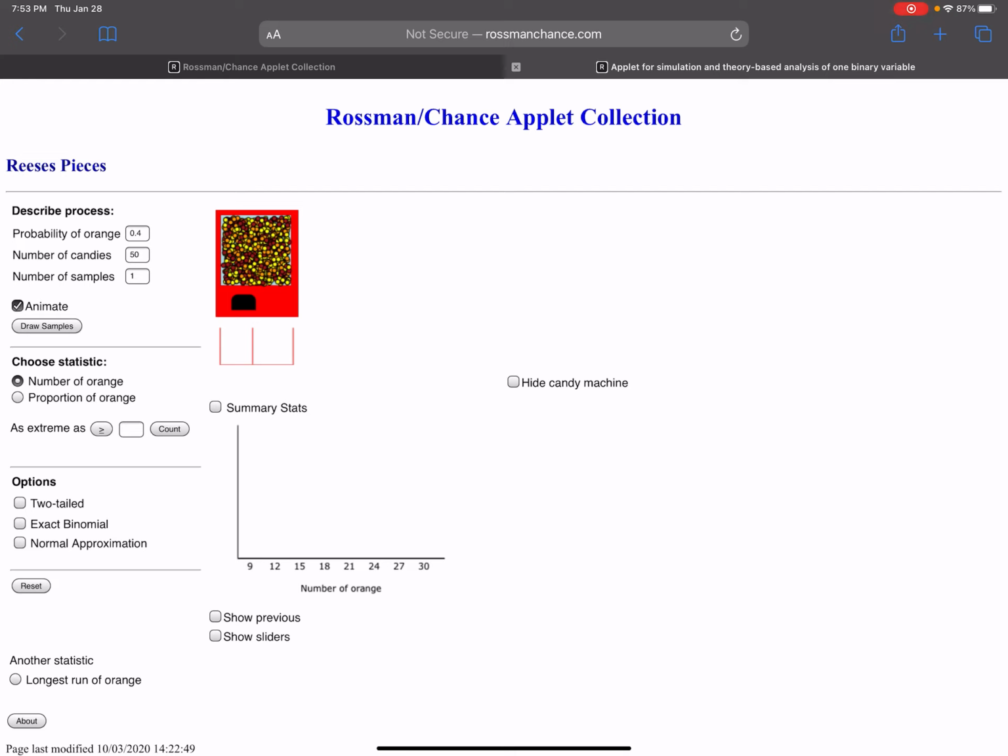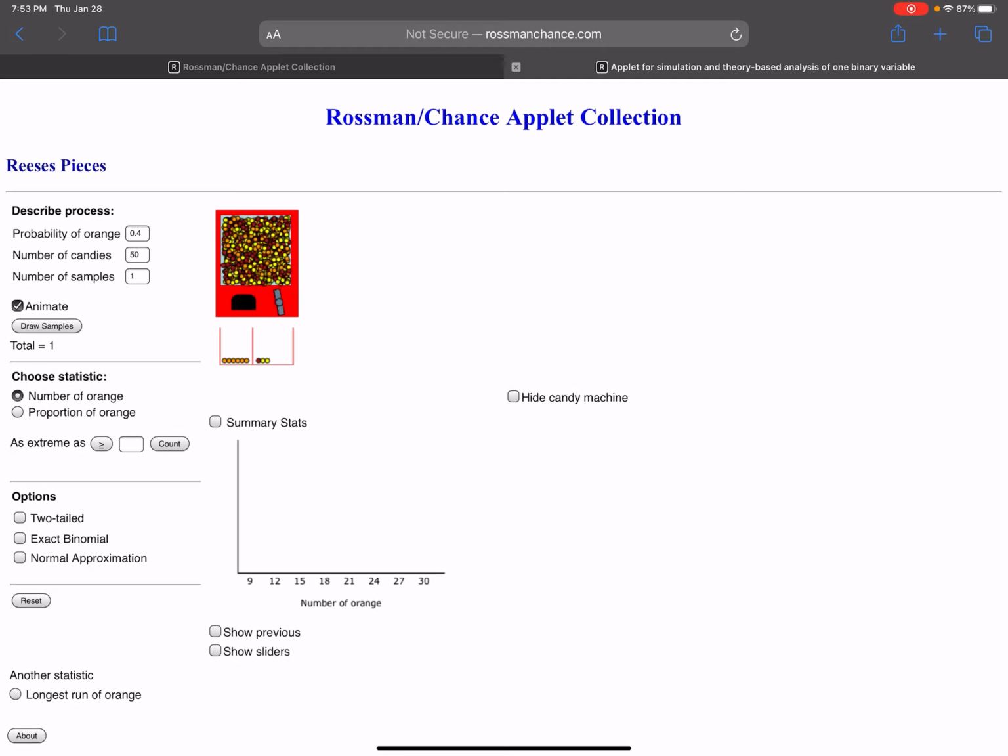Let's say I'm going to take a sample of 50 candies. If I do that one time, it's going to sample 50 candies for me, count them, and show me how many of them are orange. In this case, 20. And then down here in the graph, it has plotted that value. If I do it again, I am going to take another sample of 50. It is going to count out how many are orange again, arrive this time at 29, and plot that on the x-axis.